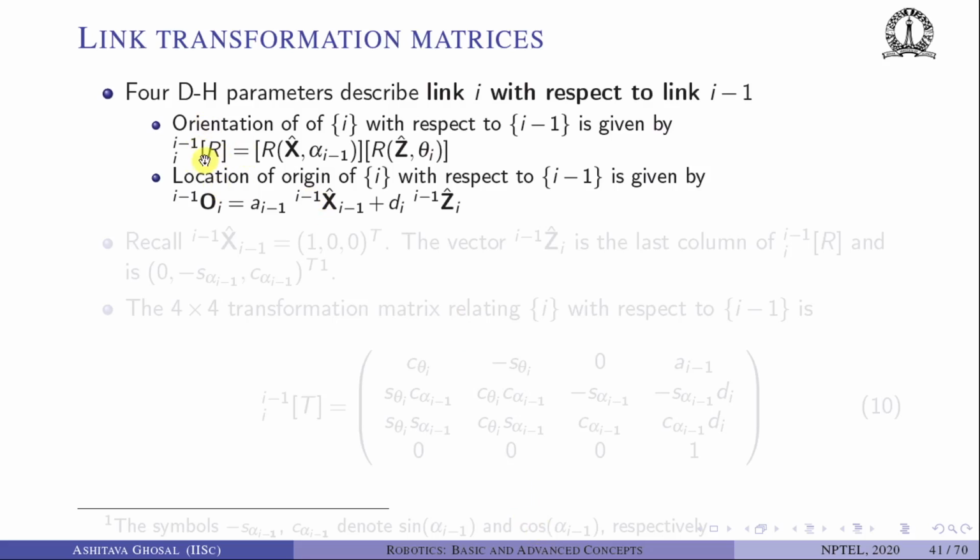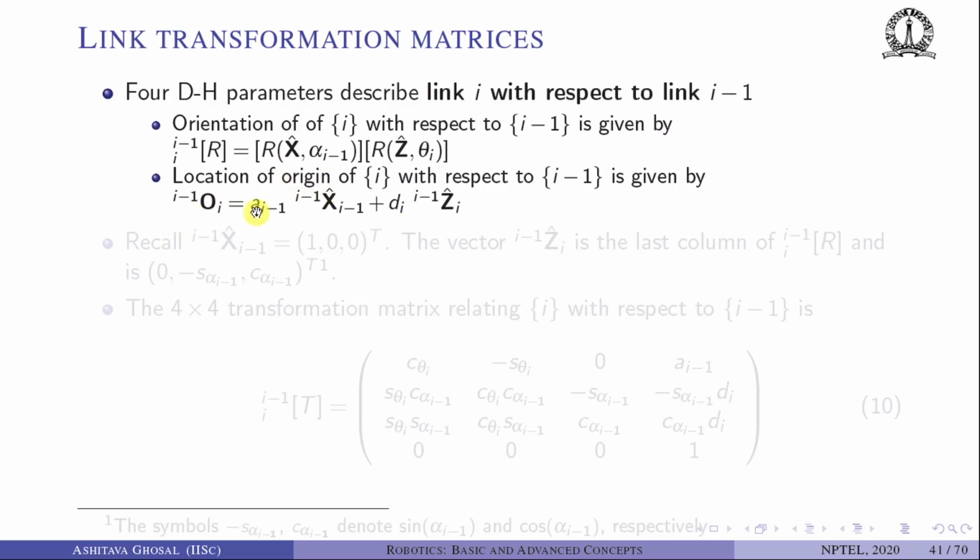So what you can see is the rotation matrix is nothing but a rotation about x-axis by alpha_{i-1}, and then a rotation about z-axis by theta_i. And the location of the origin of the ith coordinate system is first go along x-axis by a_{i-1} and then go along z-axis by d_i. We have to make sure that all the vectors are written in the same coordinate system.